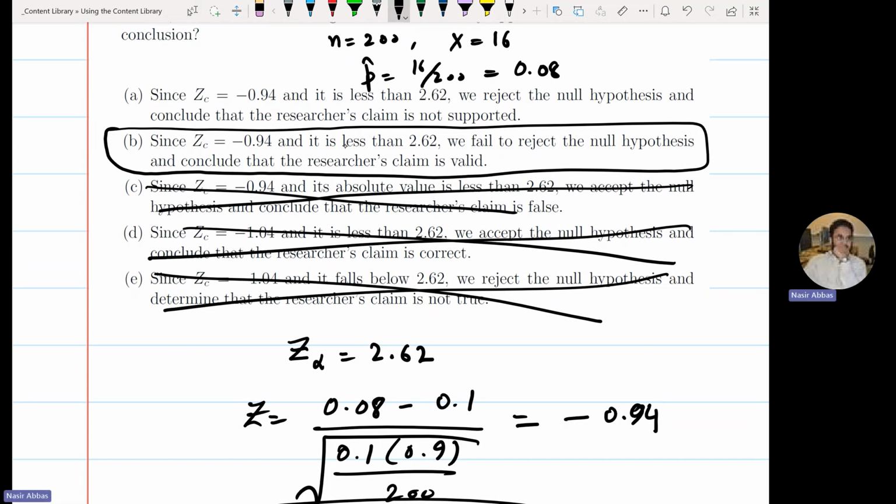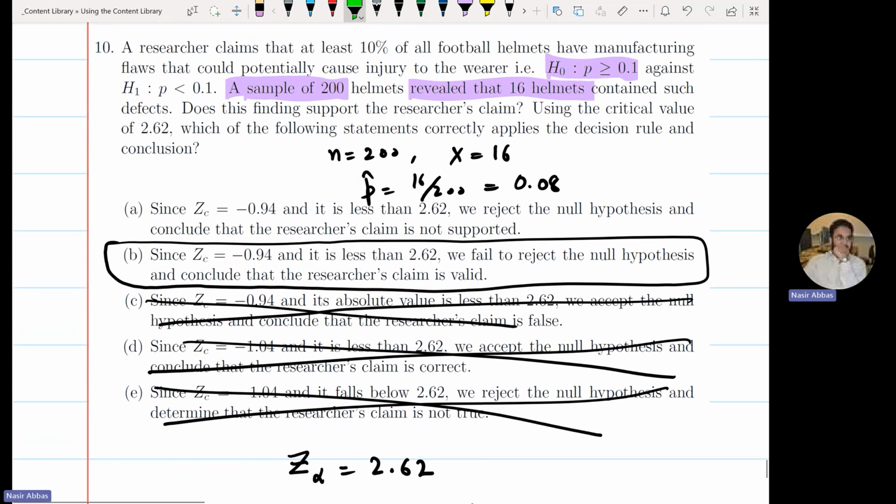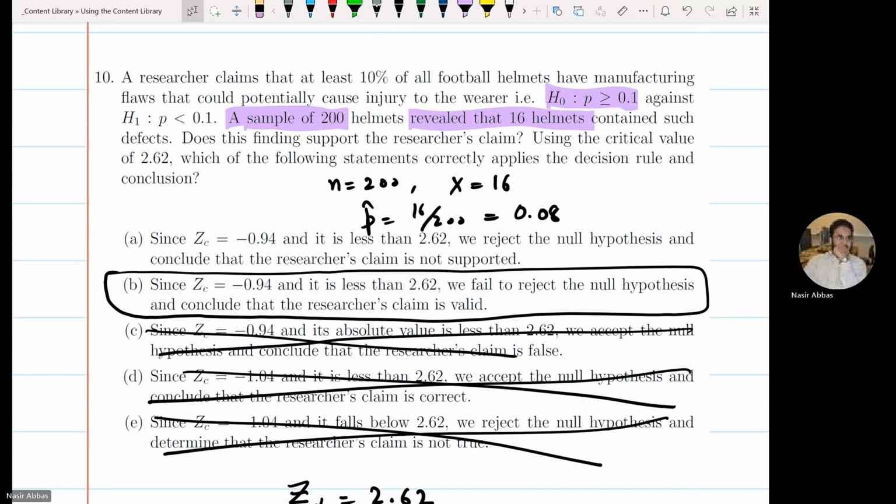It should be... which one? Minus. And it is less than 36. This is what I was going to do.